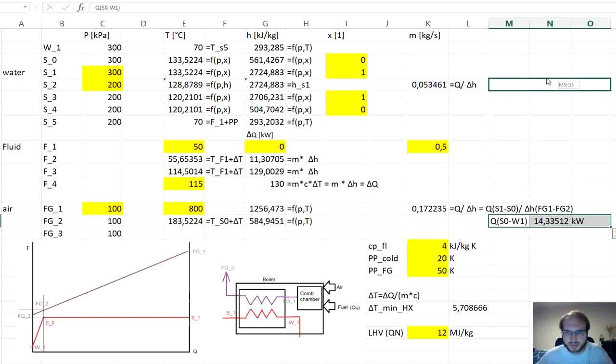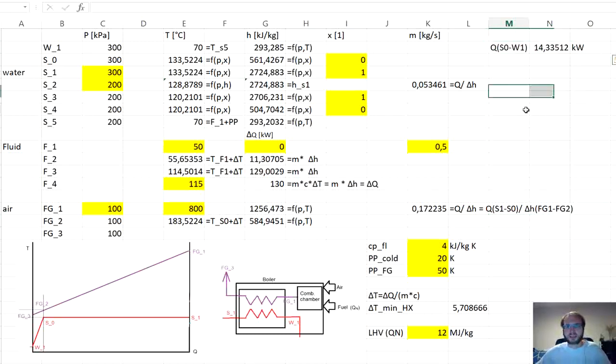Let's put it up here. And now, thanks to that we can get the enthalpy at point 3, which is the enthalpy at point Fg2 minus this heat transferred divided by the mass flow rate over here.